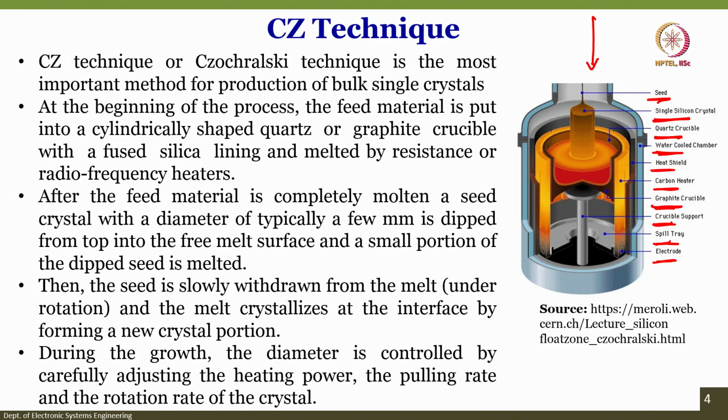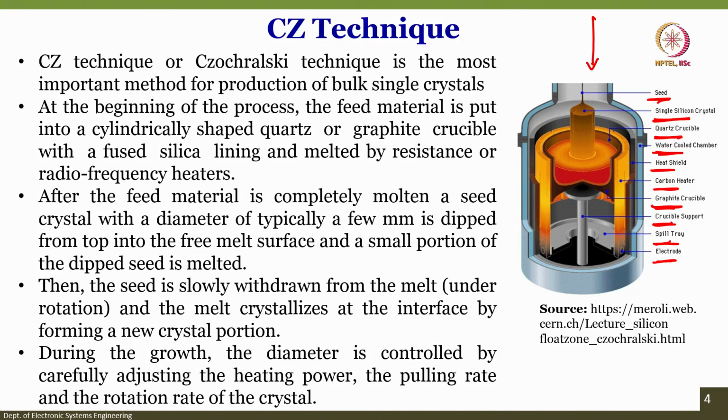There is a video for that, but at the beginning of the process the feed material is put into a cylindrical-shaped quartz or graphite crucible, which is right over here. The graphite crucible is this one. It is the quartz or graphite crucible with a silica lining and metal resistance, so that it can be heated with a radio frequency or metal resistance.